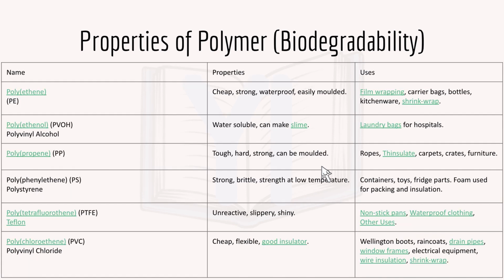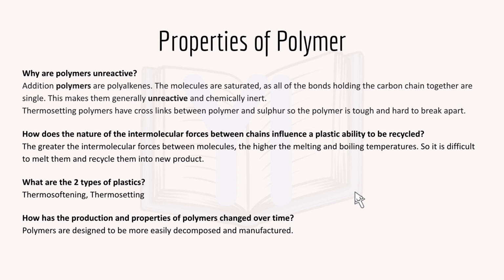So move on now to more biodegradability. You can see the name: polyethene, polyethanol, polypropene, its properties and its uses. And we'll move on now to properties of polymer.